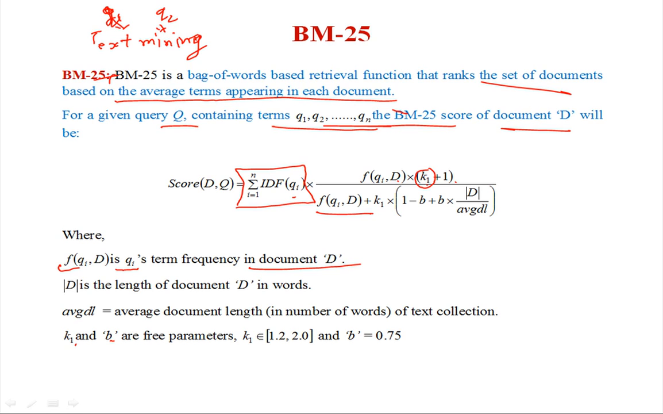f(Qi, D), the Qi term frequency in document D, plus k1 constant times 1 minus b plus b into mod D divided by average DL. Here mod D is equal to the length of document D in number of words. Average DL is equal to the average document length in number of words of the text collection. Actually, k1 and b are free parameters, where k1's value generally ranges from 1.2 to 2.0 and b is generally taken as 0.75.